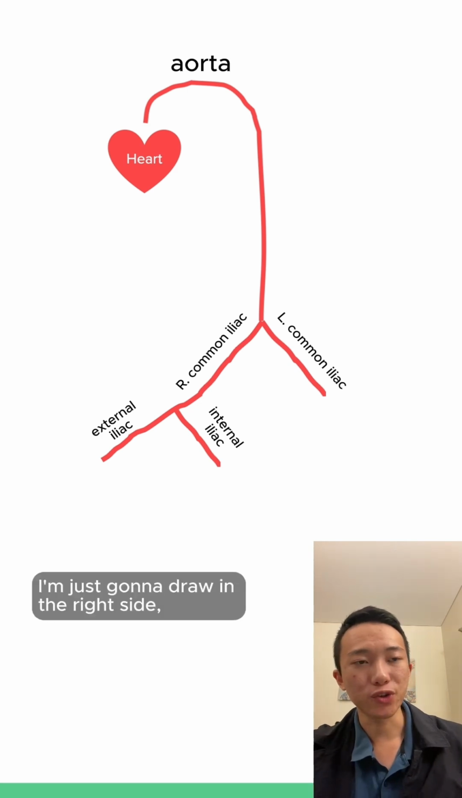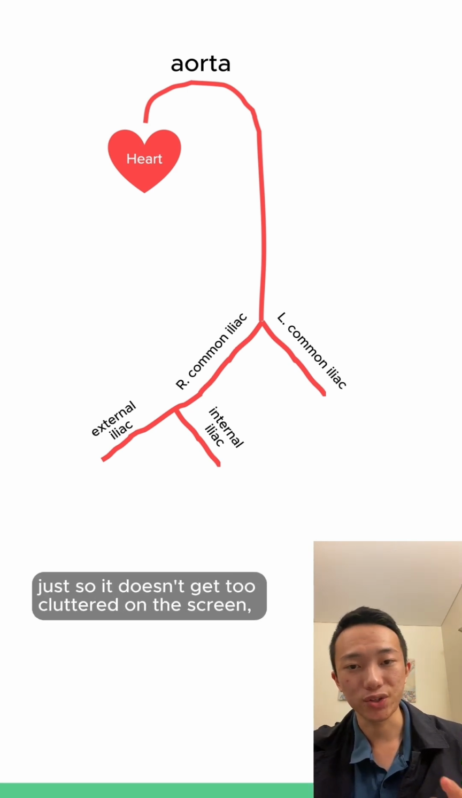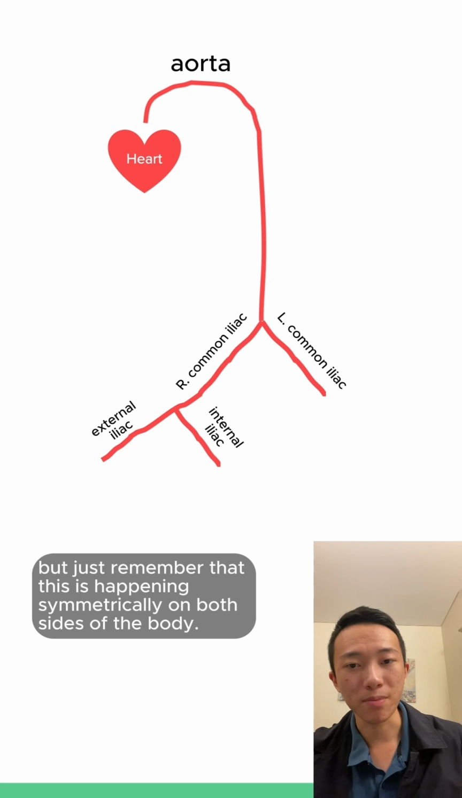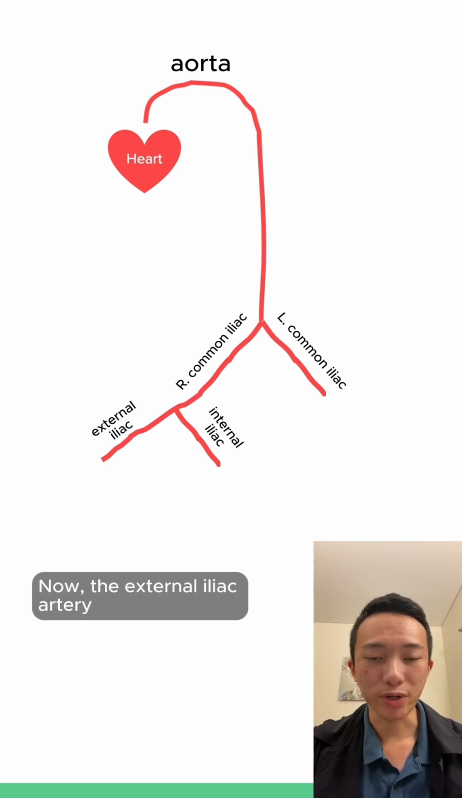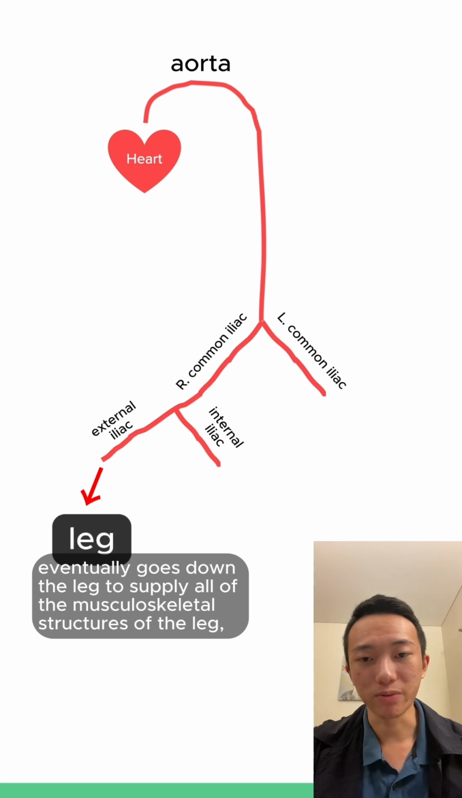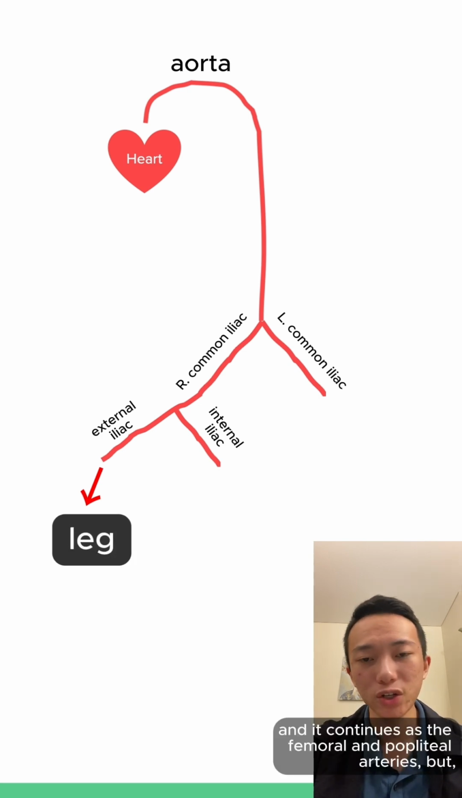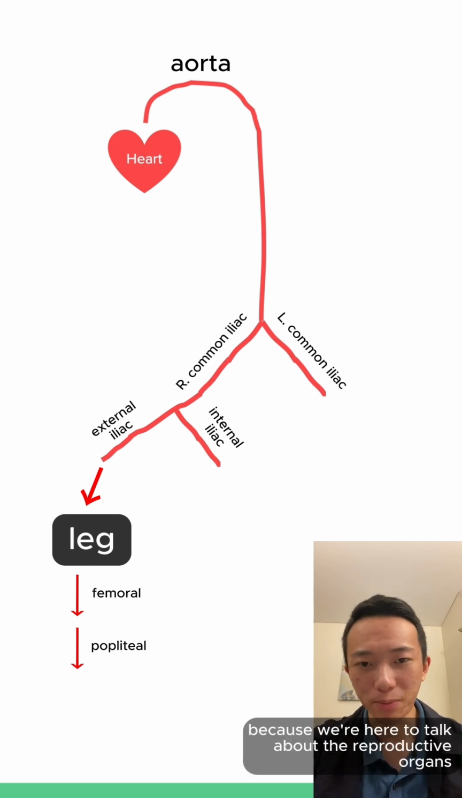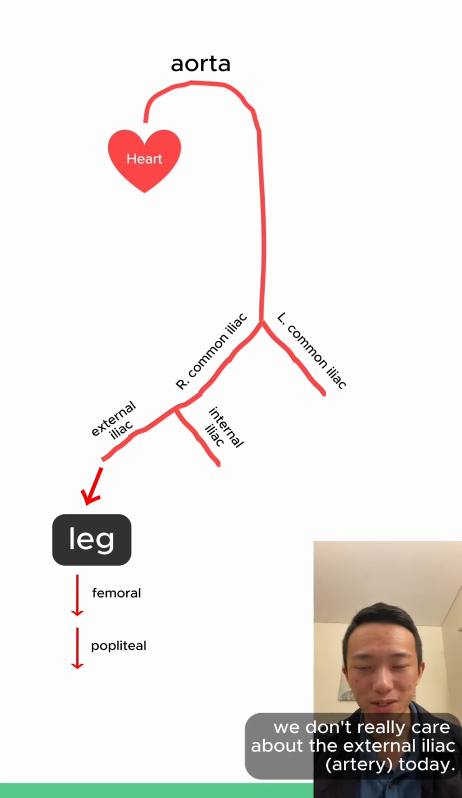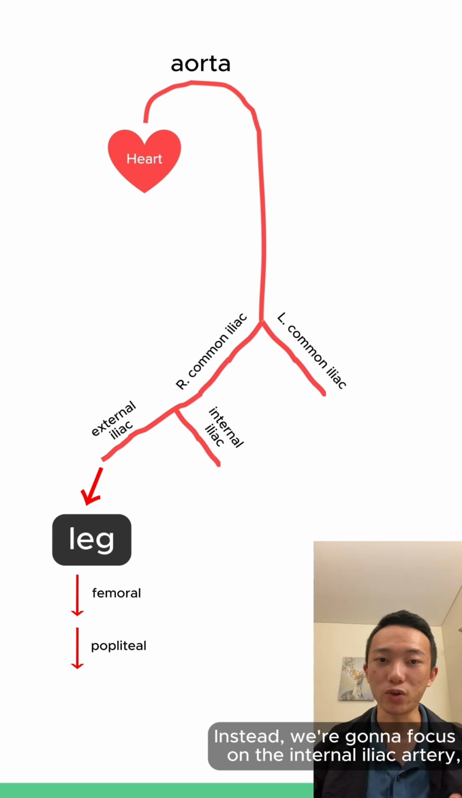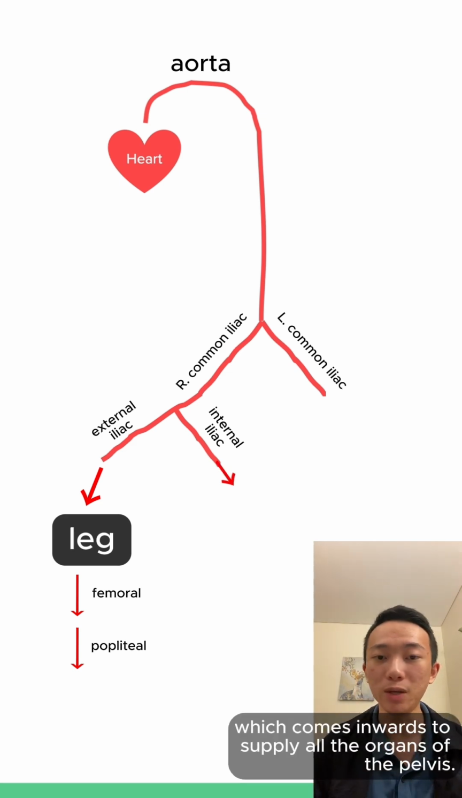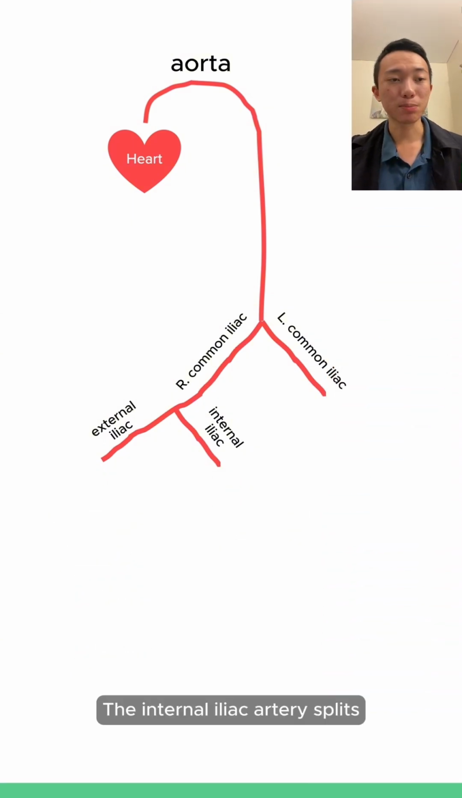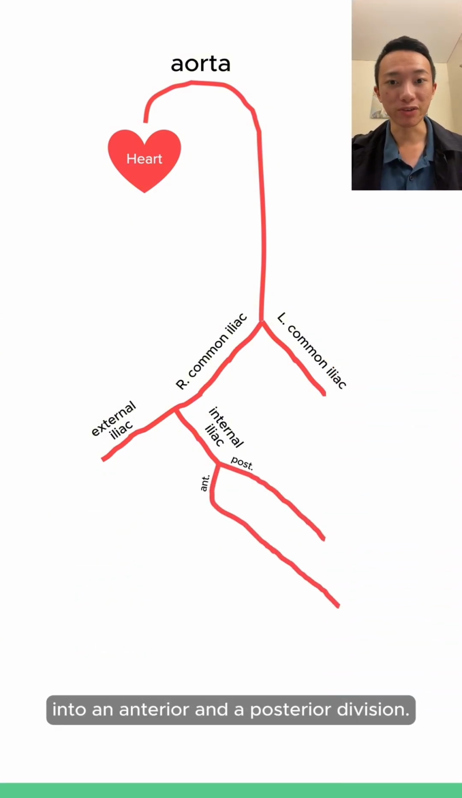Now from here on out, I'm just going to draw in the right side, just so it doesn't get too cluttered on the screen, but just remember that this is happening symmetrically on both sides of the body. Now the external iliac artery eventually goes down the leg to supply all of the musculoskeletal structures of the leg, and it continues as the femoral and popliteal arteries. But because we're here to talk about the reproductive organs, we don't really care about the external iliac today. Instead, we're going to focus on the internal iliac artery, which comes inwards to supply all the organs of the pelvis. The internal iliac artery splits into an anterior and a posterior division.